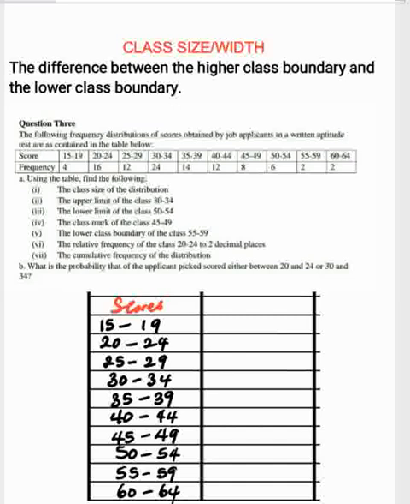Then the class width. The class width is simply the difference between the higher class boundary and the lower class boundary. That is the upper class boundary and the lower class boundary. That is simply the class width or the class size. So let's quickly do that here. To determine the class width of this first class, all we need to do is to subtract the lower class boundary from the upper class boundary.